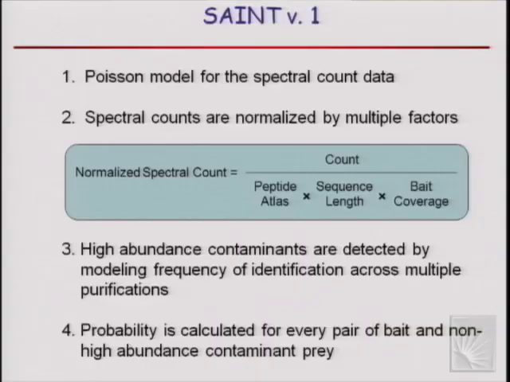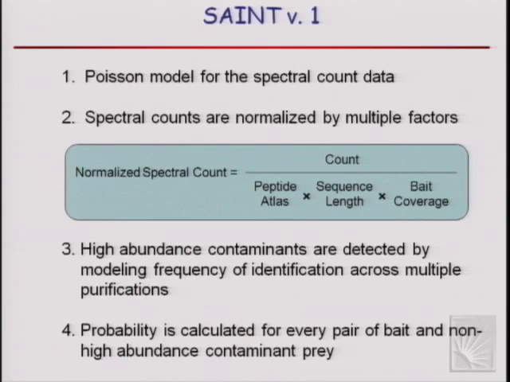So the basic assumption in the model, again without going too much into details, is that we utilize a Poisson model for spectral count data. We make an assumption, and that's a good one actually, that a spectral count or a peptide count follows a Poisson distribution that reflects its abundance.